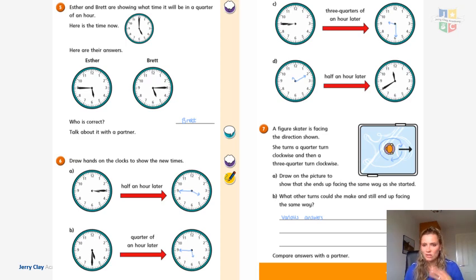So you could have had lots of different options: you could have had a half and a half, you could have had 3/4 and a quarter, you could have had a whole turn. So you could have come up with different ways. You could have had more than just one turn. You could have had 1 turn, 1/4 and 3/4 turn clockwise. So you can have lots of different ideas for that one.